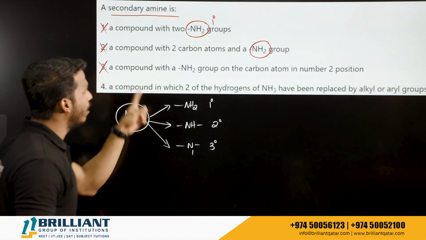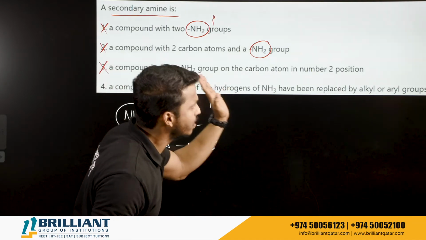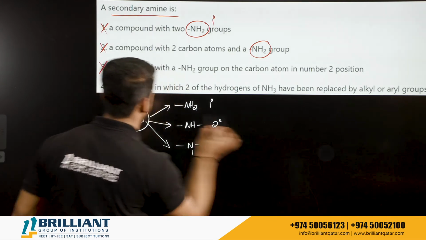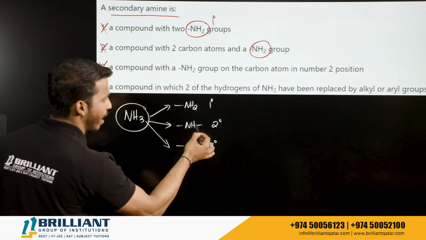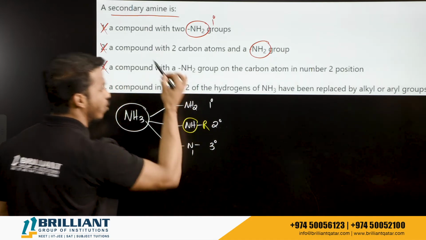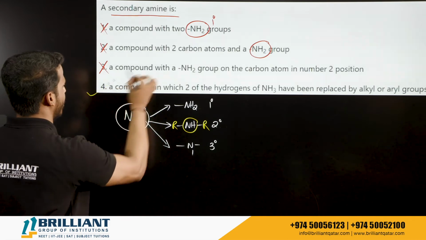A compound in which 2 of the hydrogens of NH3 have been replaced by alkyl or aryl groups. Yes, from NH3, 2 hydrogens are removed, leaving NH, and it can be connected by alkyl groups. Yes, NH group containing species are called what? Secondary amine.